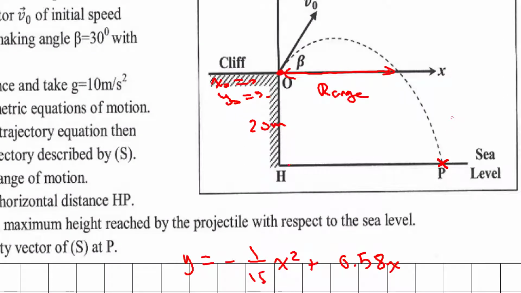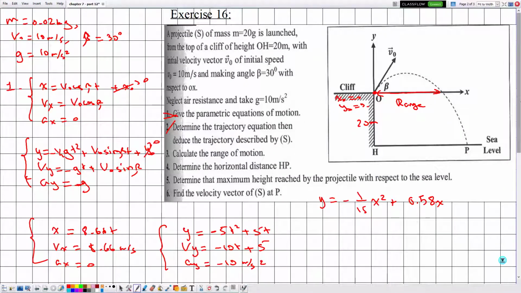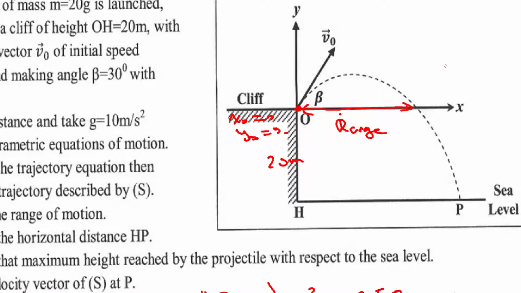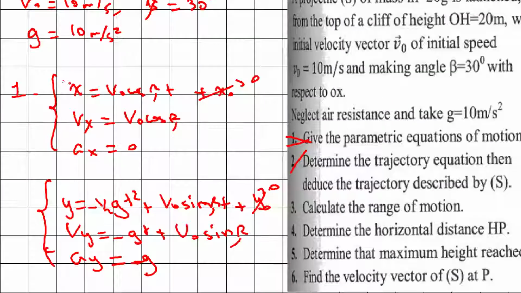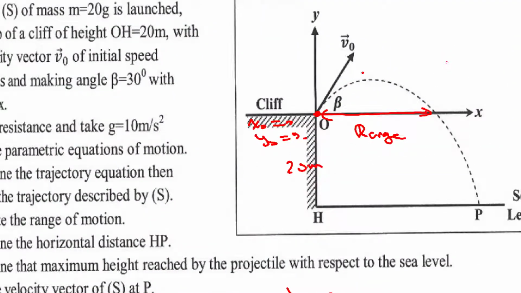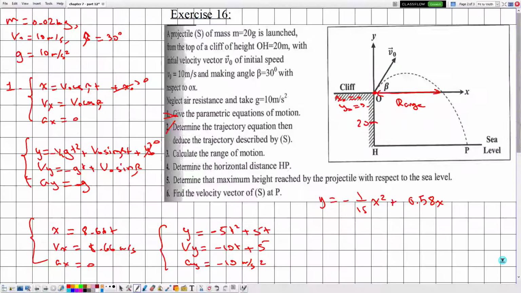And this doesn't represent the range. Okay, so the range is given by definition for y is equal to y0. Now we need to determine the range, which is a horizontal distance. In order to determine a horizontal distance, which is x, we need to determine the variable t, and t can be determined by solving the equation y is equal to y0.